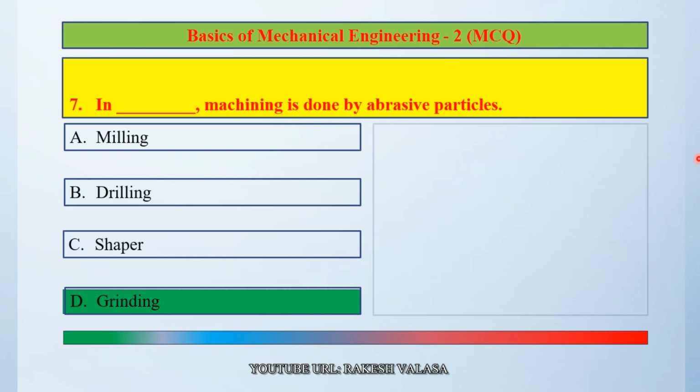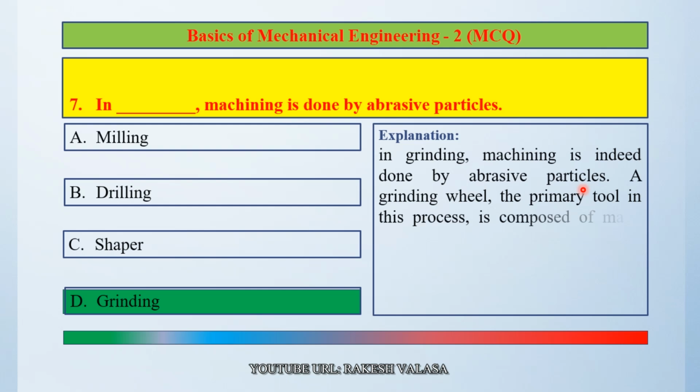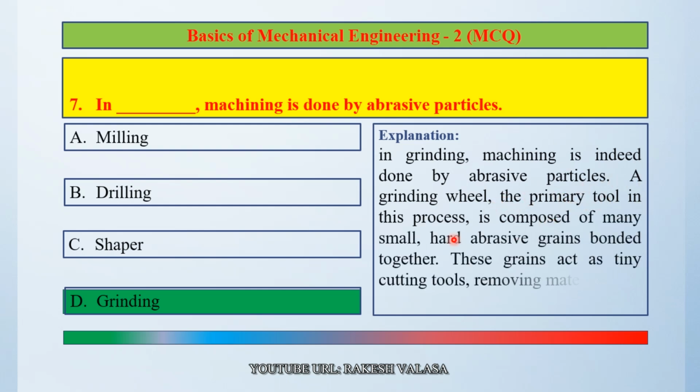Let us see the explanation. In grinding, machining is indeed done by abrasive particles. A grinding wheel, the primary tool in this process, is composed of many small, hard, abrasive grains bonded together. These grains act as tiny cutting tools, removing material from the workpiece. So the correct answer is option D, grinding.